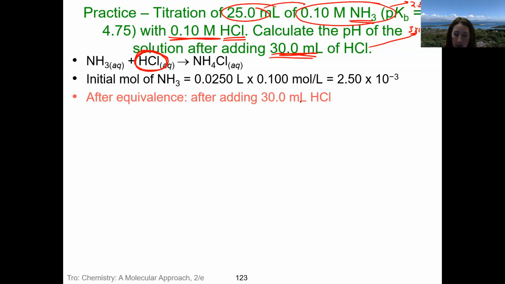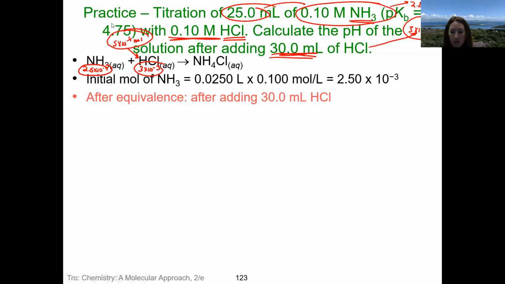So you can see we had 3 times 10 to the negative 3 moles of this, and we have 2.5 times 10 to the negative 3 moles of this. Well, we're going to use all of this. So how much will we have left? We just subtract, and that's 5 times 10 to the negative 4. I just subtracted the 2.5. So that's how many moles I have.